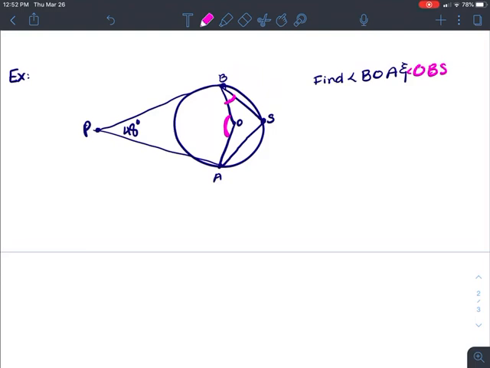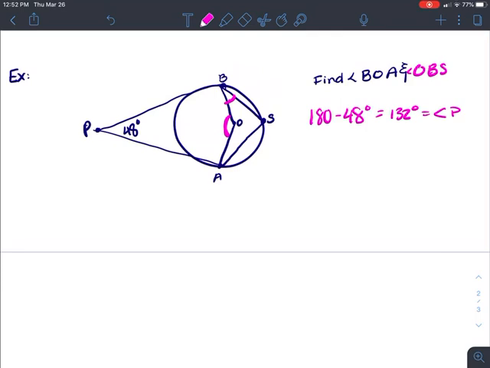BOA is my central angle, and angle P is my circumscribed angle. So using the circumscribed angle theorem, I'm going to set 180 degrees minus 48 degrees to find angle BOA. So 180 minus 48 degrees gives me 132 degrees. So that's angle BOA, which is the supplement of angle P.